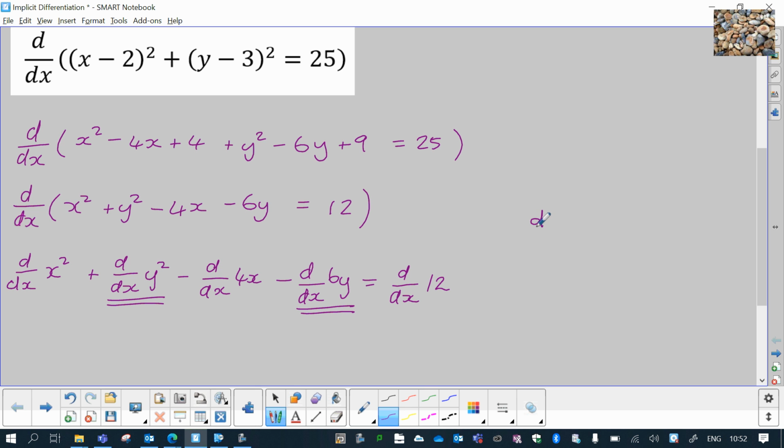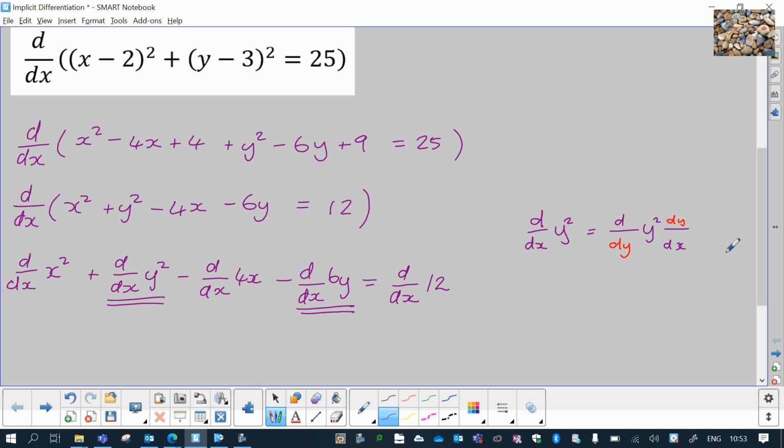So if I'm asked to find d by dx of y squared, I can't differentiate y squared with respect to x. I can differentiate y squared with respect to y, however, just like we did in the earlier example. So I could find d by dy of y squared. And then if I use a little bit of trickery, I will be able to write down what it would be if I differentiated with respect to x.